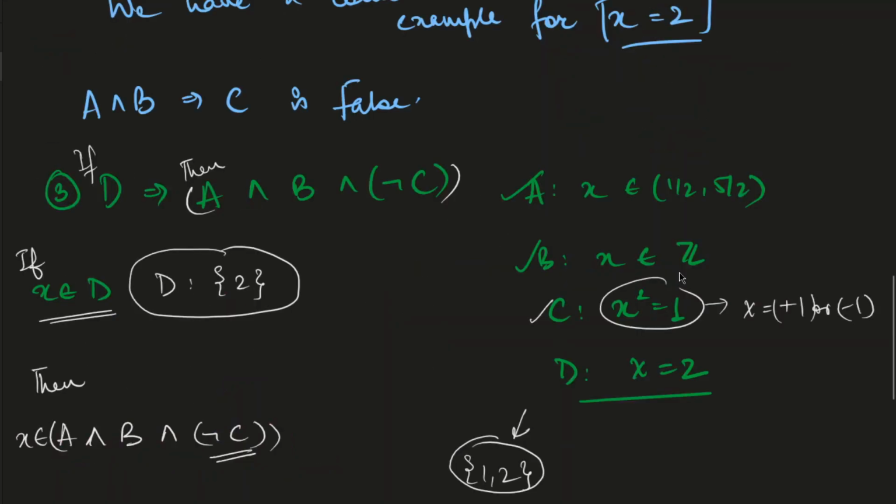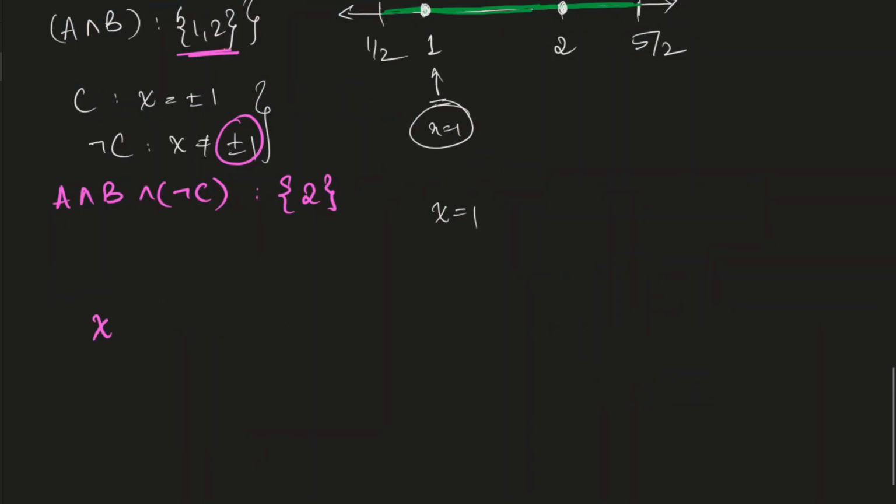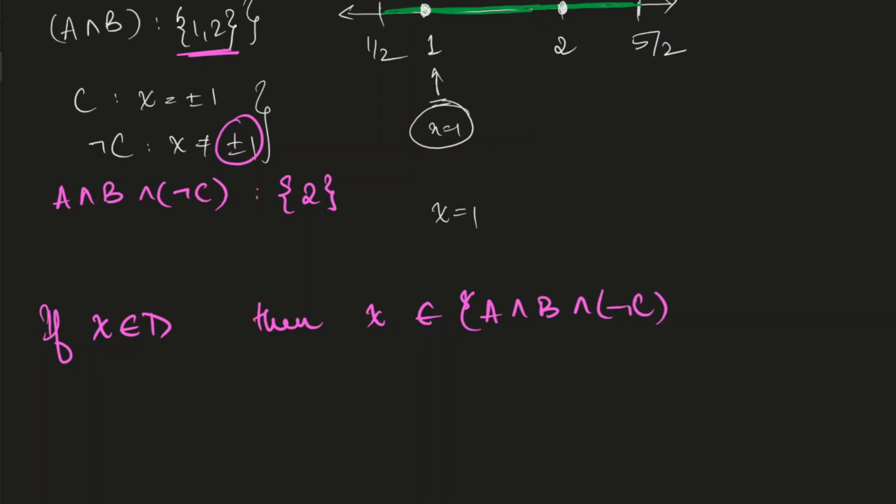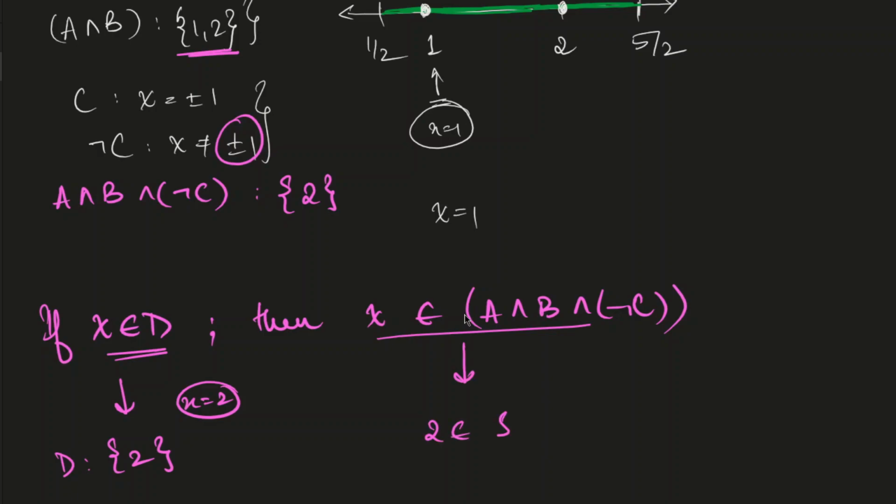And the only example of D is the set containing 2. So let's just write down what we have. It says that if x belongs to D, then x belongs to A intersection B intersection negation of C, right? And that's what all of this ugly math we just did is saying. So if x belongs to D, it means that x can be in the set D, and the set D is just the value 2. That means that if x is equal to 2, then 2 belongs to the set 2, which is true. So we just proved directly that true implies true will always give us a true statement.